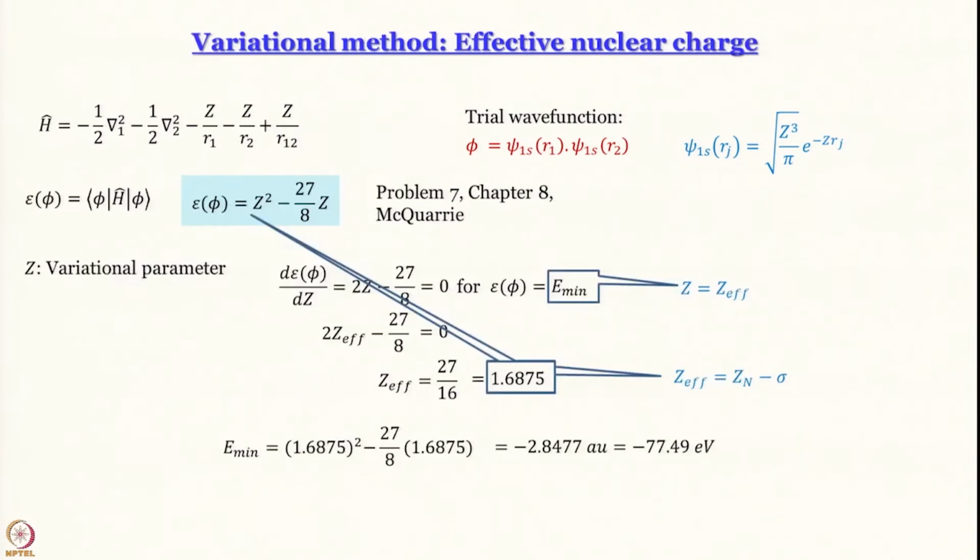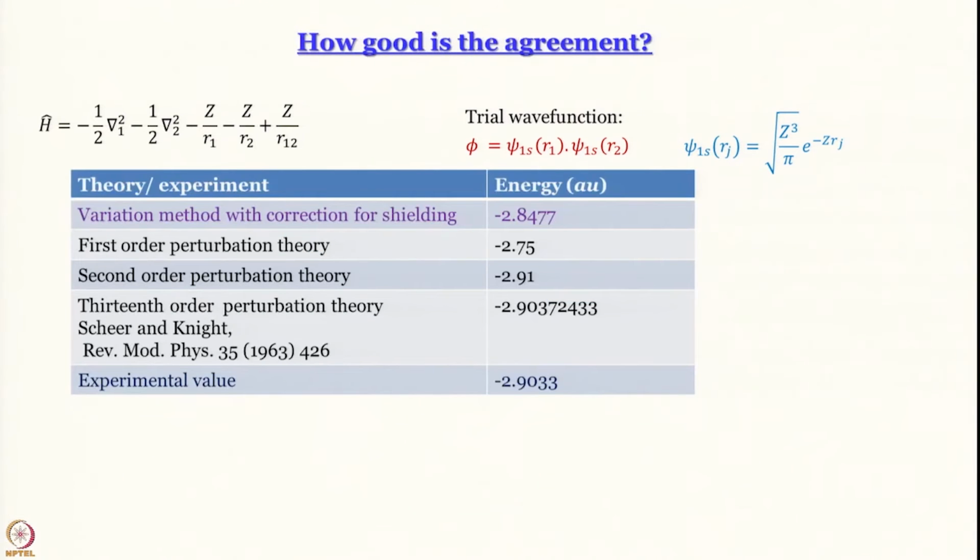So, to understand the problem, let us have a look and let us compare with what we get. So, minus 2.8477, this value is perhaps wrong, but anyway. First order perturbation theory gives me a value of minus 2.75, second order perturbation theory gives me a value of minus 2.91, 13th order perturbation theory, no, it is okay, gives me a value of minus 2.90372433 and so on and so forth.